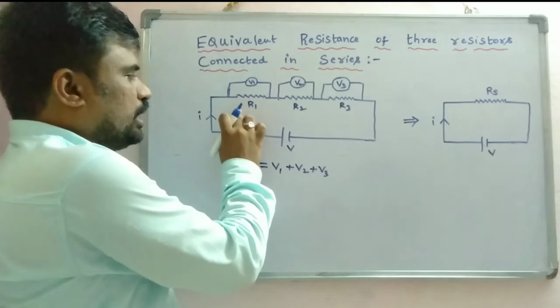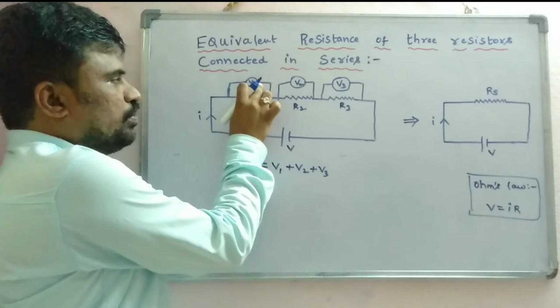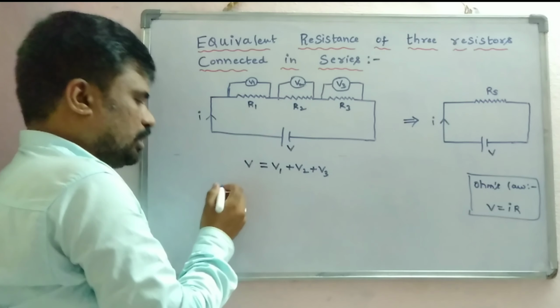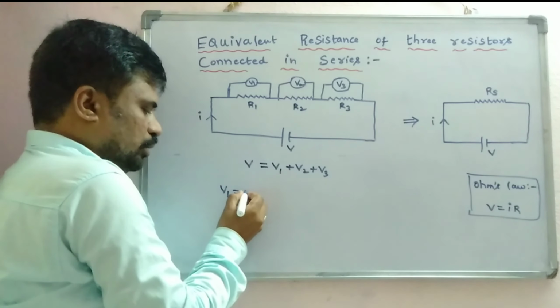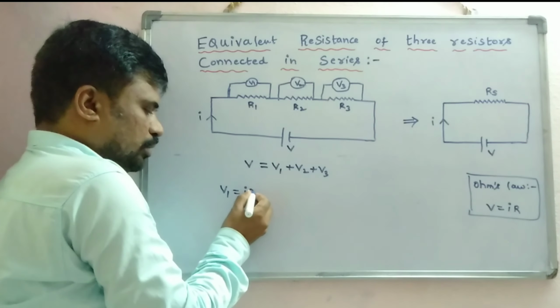So now I am applying this Ohm's law to individual resistors. So for resistor R1, I am applying Ohm's law. So V1 equal to I into R1. And in the same manner, apply Ohm's law to second resistor. V2 equal to I into R2.